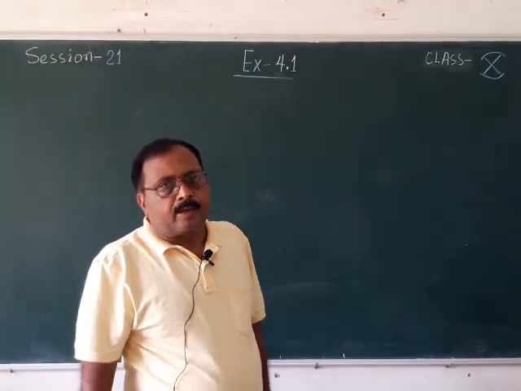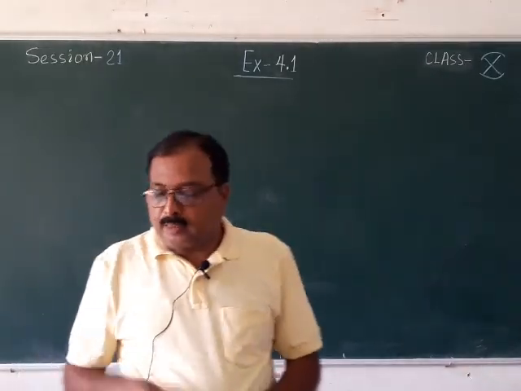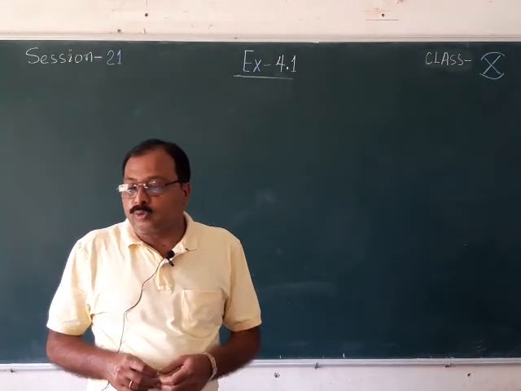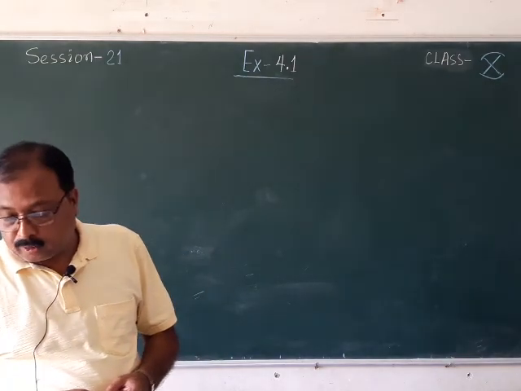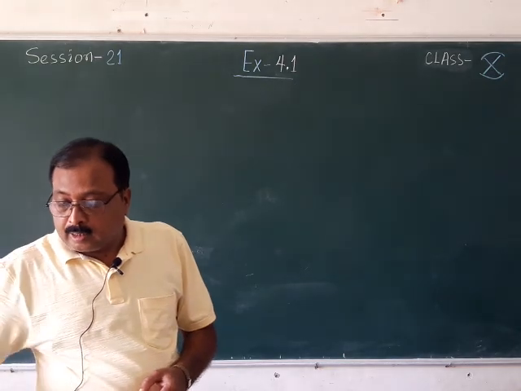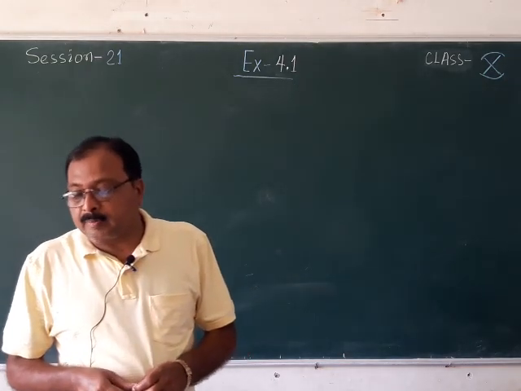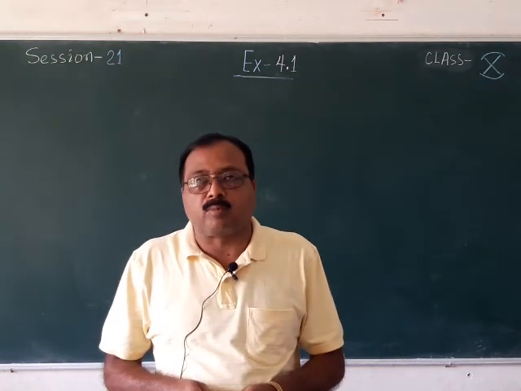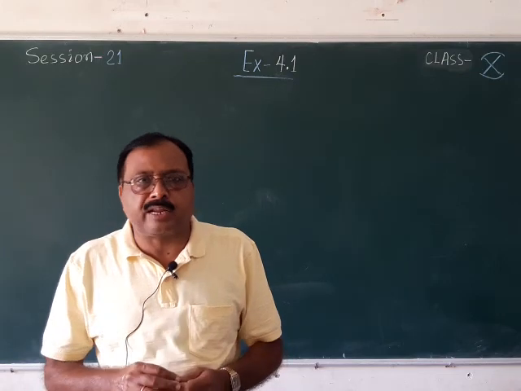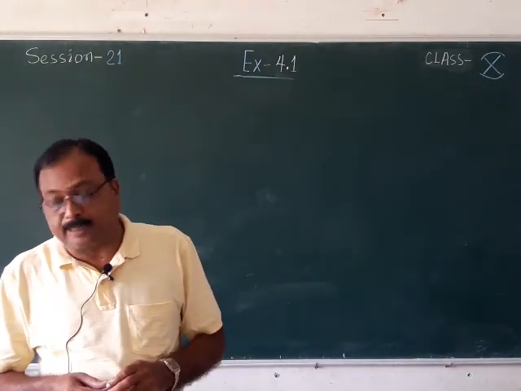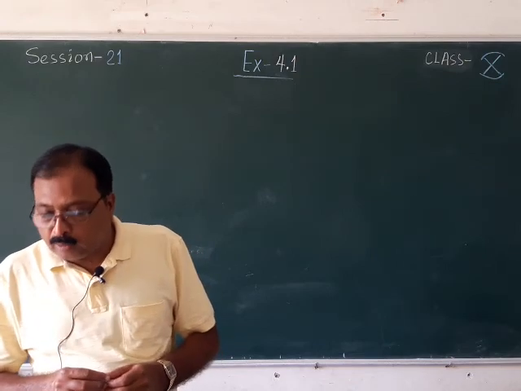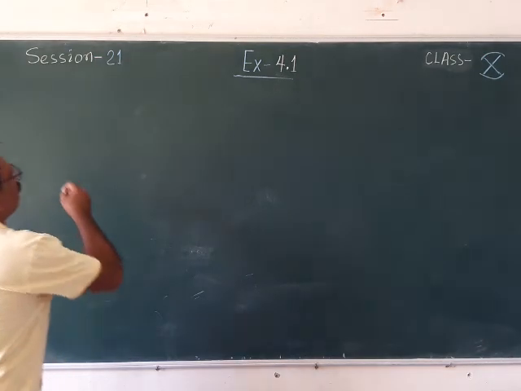Class 10. We are dealing with exercise 4.1, and in that, question number 2, we have shown you 2-1. I hope that you have tried it. Question number 2 says: represent the following situation in the form of a quadratic equation. No need to solve, you just have to frame a quadratic equation by reading the statement. I have shown you 2-1. If you have done it, you can check whether you did it correctly or not.